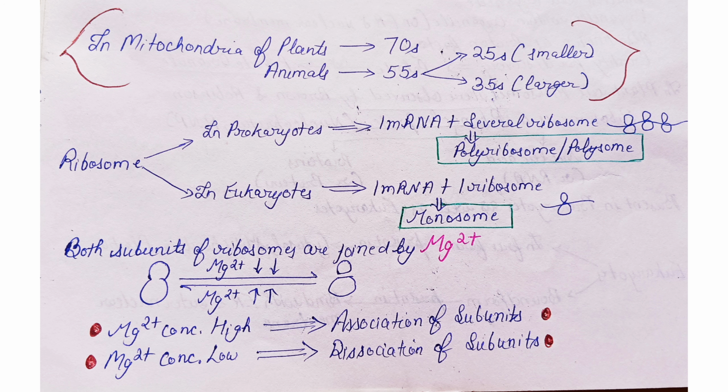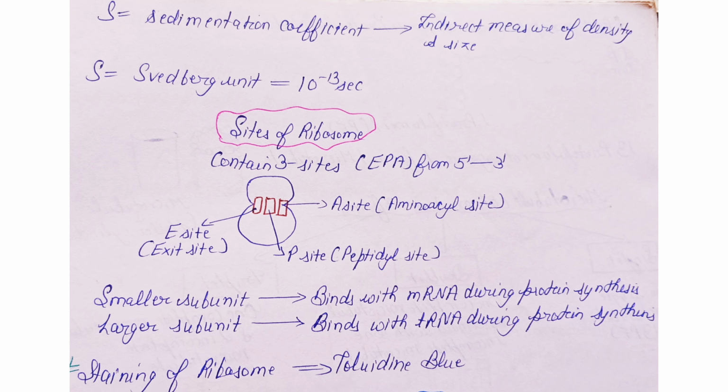Both the subunits of the ribosome are joined to each other with the help of magnesium ions. A high concentration of magnesium facilitates the association of subunits, and a low magnesium concentration dissociates the two subunits. The S written with subunits indicates the sedimentation coefficient or Svedberg unit. This coefficient is an indirect measure of the density and size. The value of the Svedberg unit is 10 raised to the power minus 13 second.